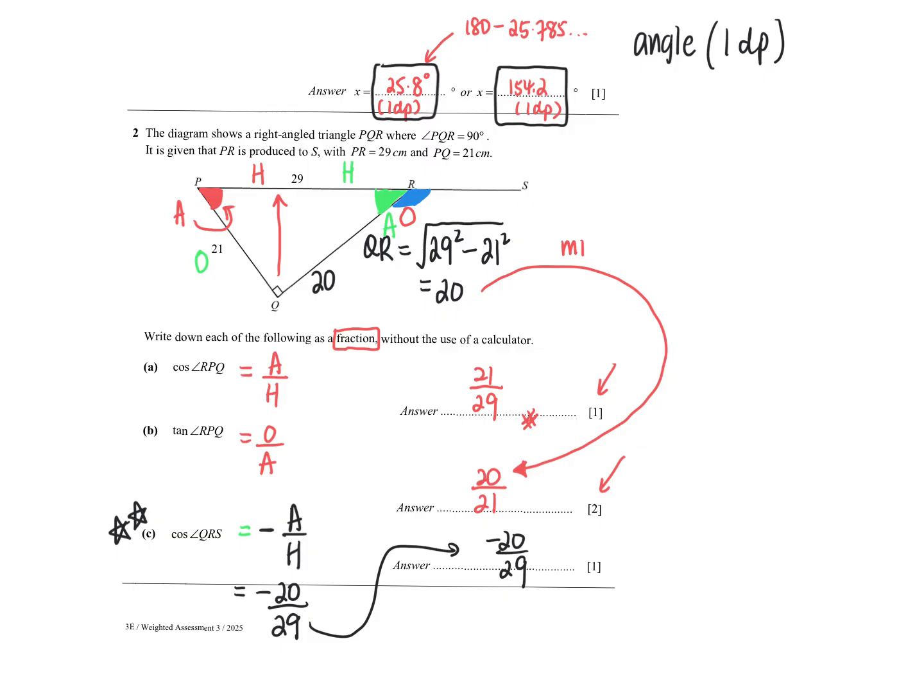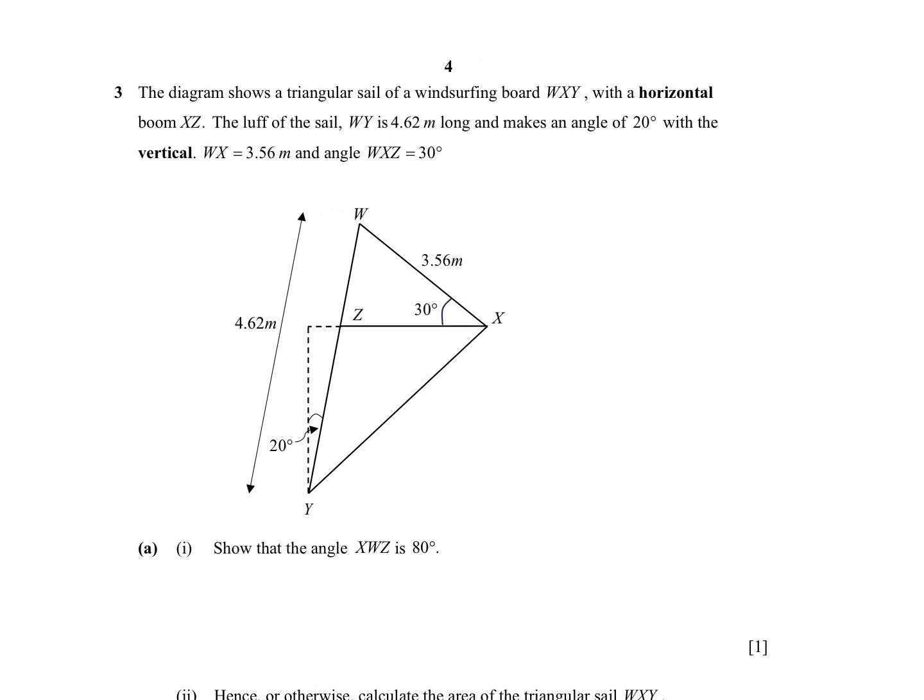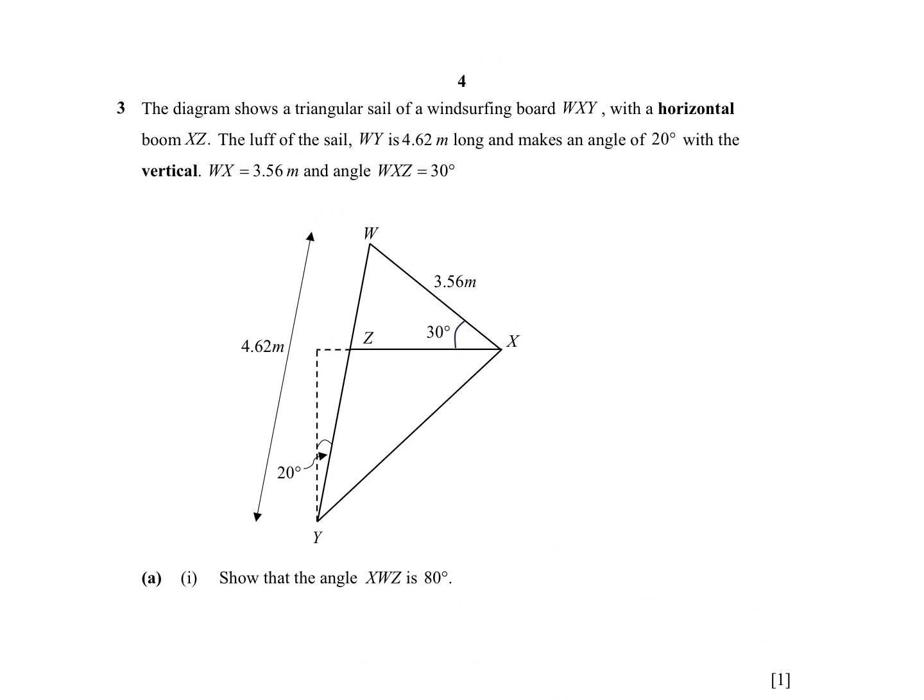Next one. This one. Okay, they say, can you show that the angle XWZ is 80? So XWZ is this one. I want to find this angle. First of all, they say this line is a horizontal line. I even bold the word. And then it tells you all the other angles, and then it says it is made with the vertical. So this is the vertical line. So horizontal and vertical makes a 90 degree. So not explicitly stated, but you can draw the conclusion from there.